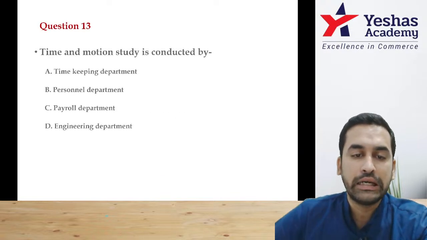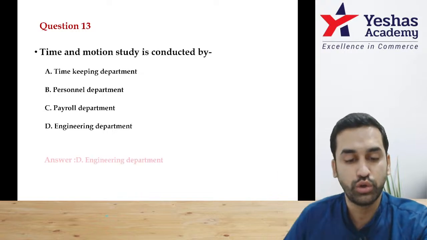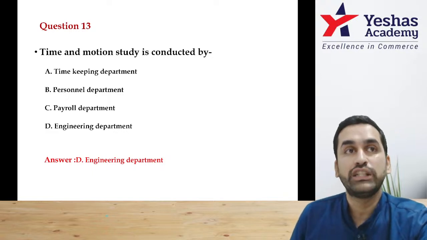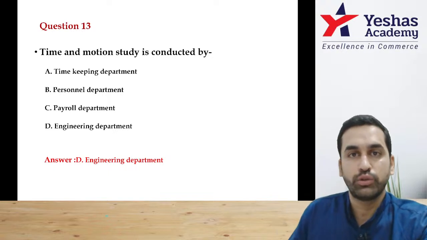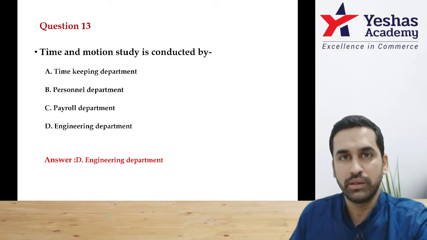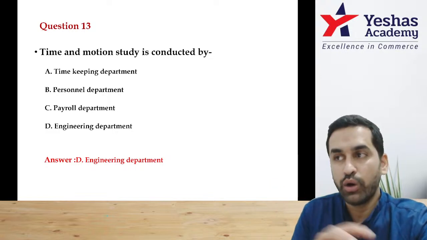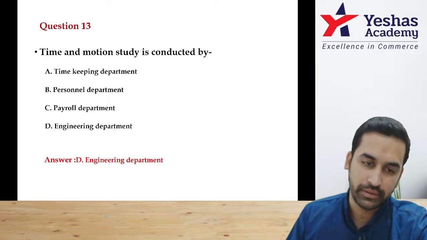Perfect. Question number 13. Time and motion study is conducted by engineering department. Those who do not know, this is a technique, time and motion. Each work, what's the time required? What is the order in which work is to be done? First step, second step, third step. Can we skip a particular step? Can we increase the speed? How do we coordinate the work? This is all done by engineering department. Okay.